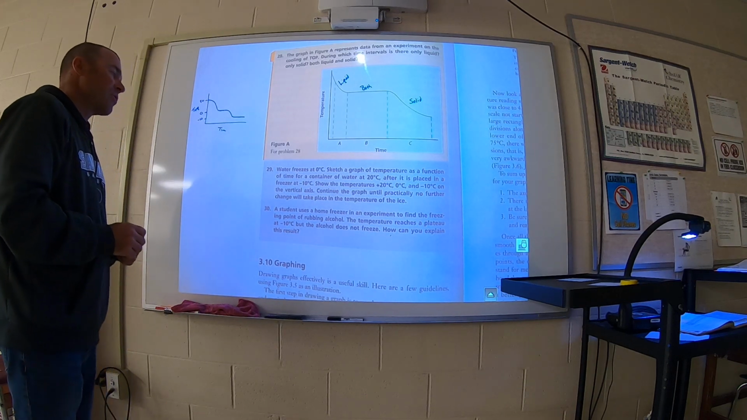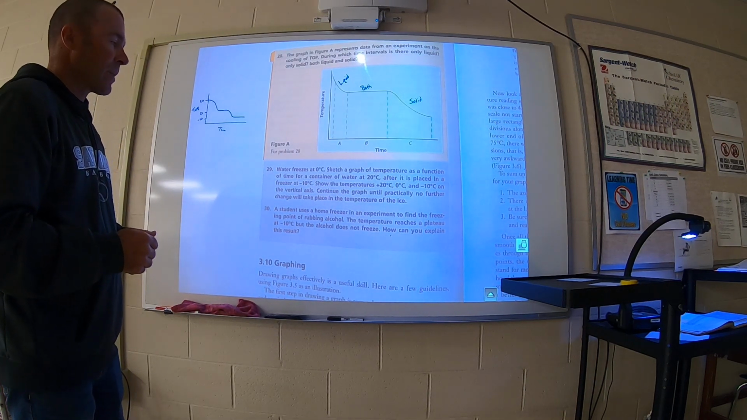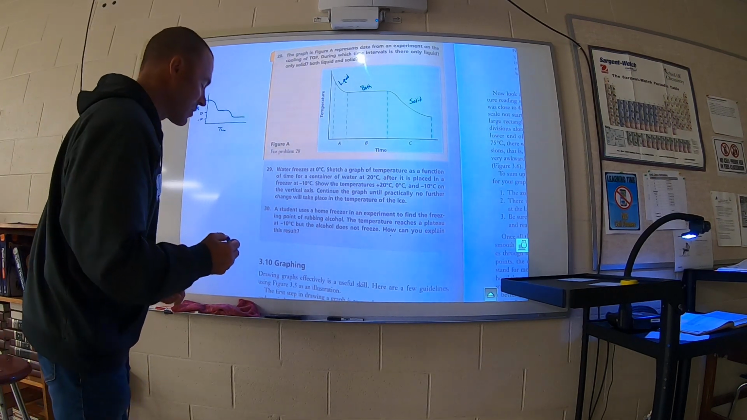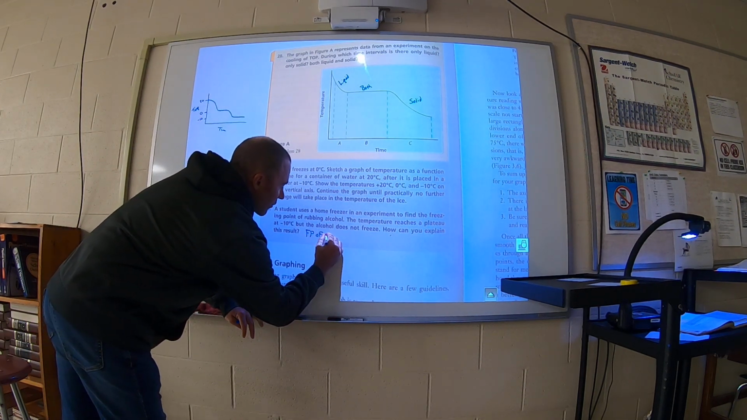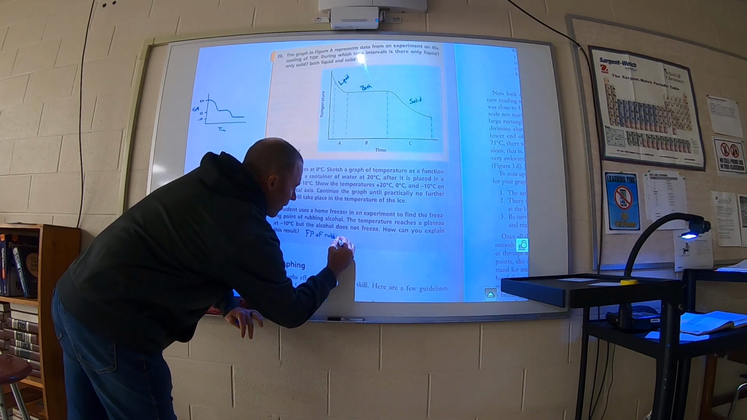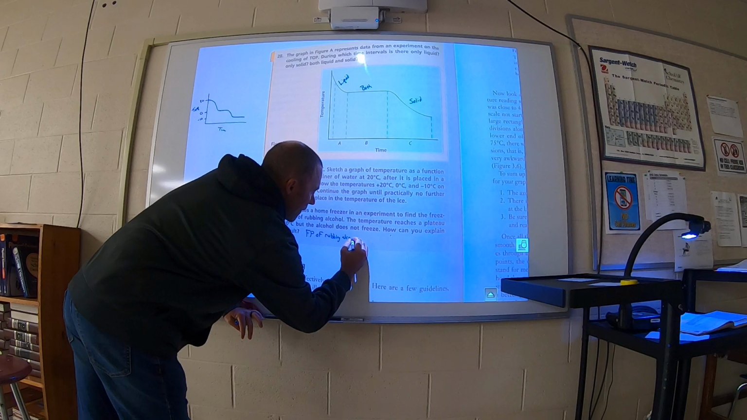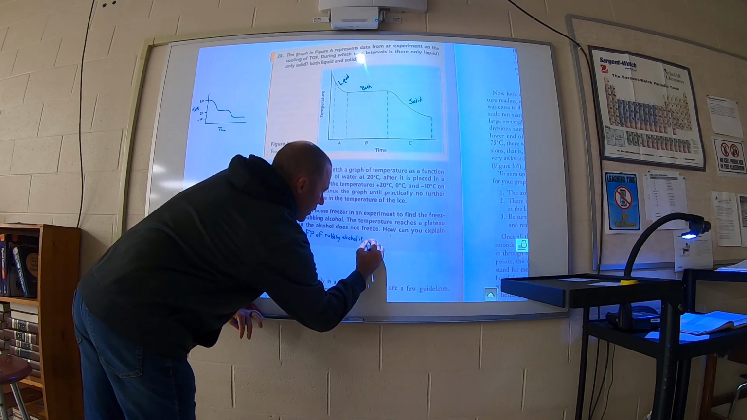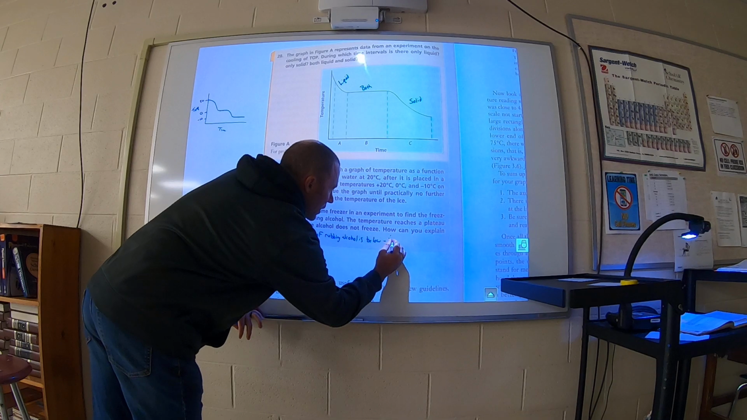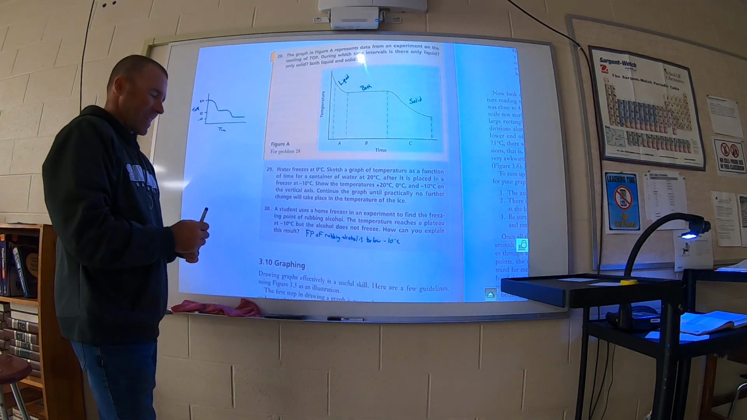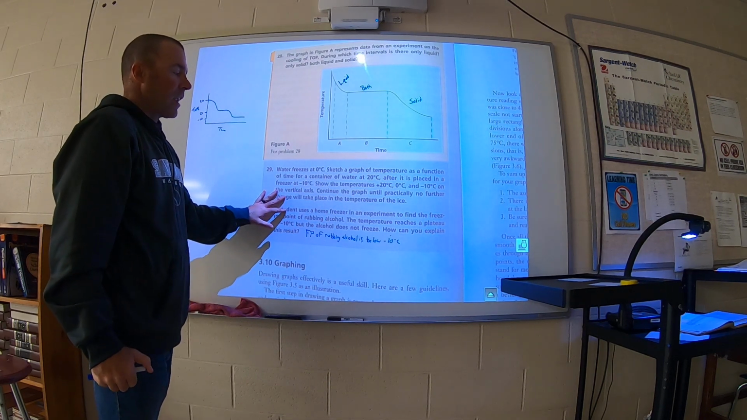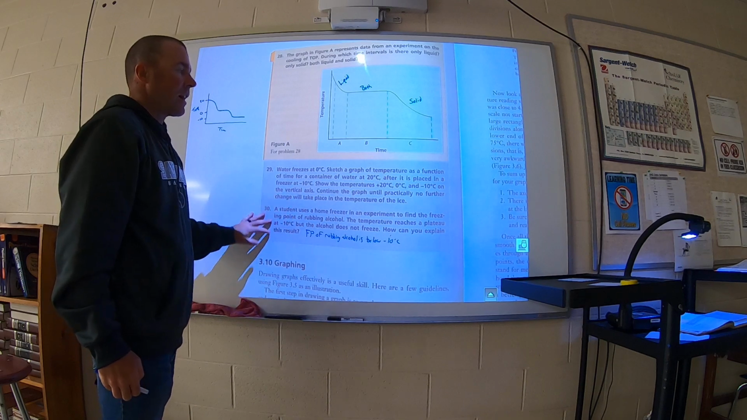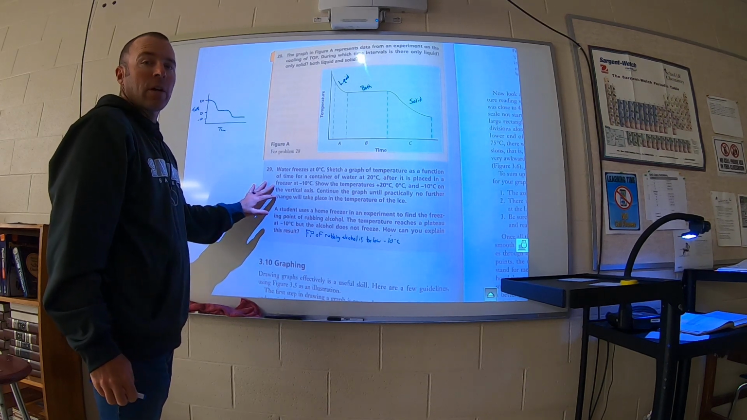Number 30 says a student uses a home freezer in an experiment to find the freezing point of rubbing alcohol. The temperature reaches a plateau at negative 10, but the alcohol does not freeze. How can you explain this result? I'm going to say the freezing point, FP, of rubbing alcohol is below negative 10 degrees Celsius. It's actually like negative 80 something degrees Celsius. So it's below that, so you're going to reach a flat line, but the rubbing alcohol is not going to get any colder than that. So those are the answers to freezing and melting.